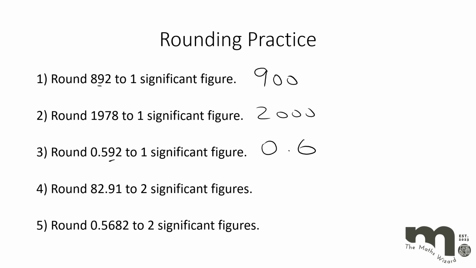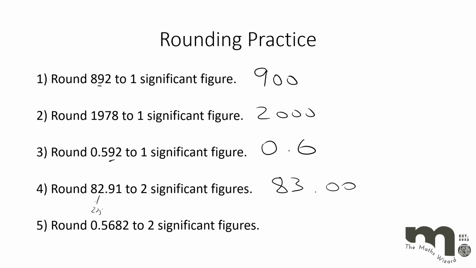And this one here, to two significant figures, that's going to be an 8. That's a 2 currently, our second significant figure. Our third significant figure is a 9. So this then becomes 83. You can write it as 83.00 if you want to, but it's really just 83.